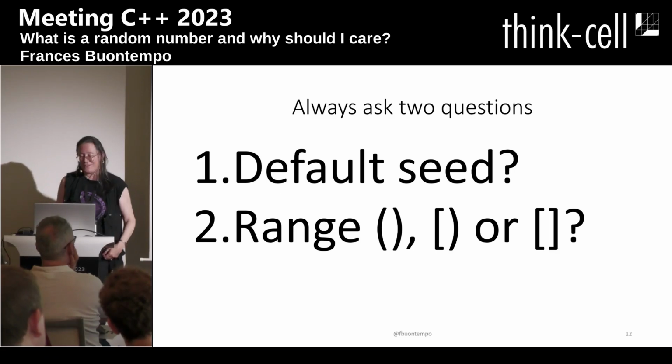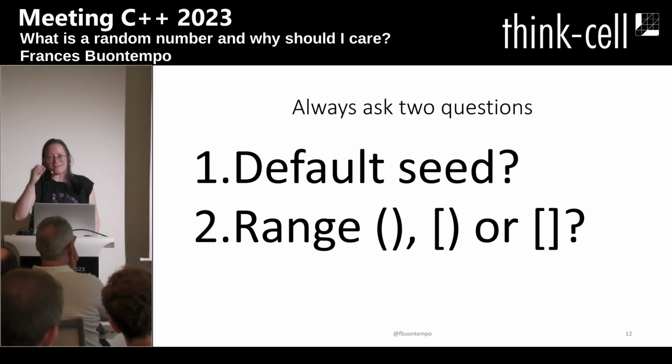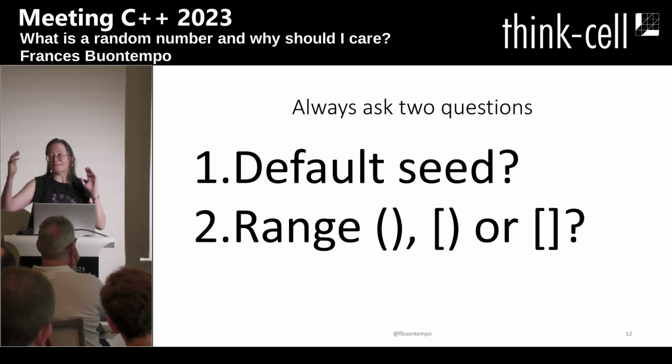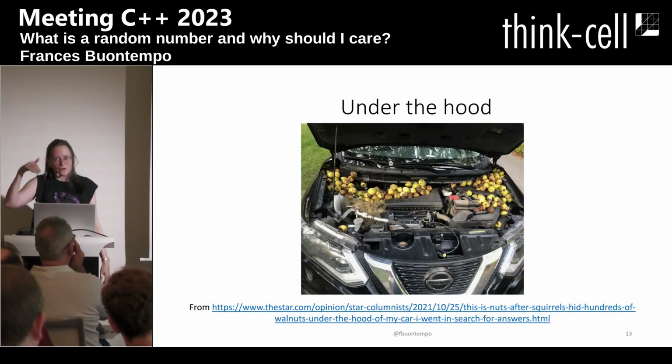So two things to hold in your head whenever you're confronted with a new set of random numbers. Do you need to seed it or not? And is the range including the upper bound or not? Let's look under the hood.